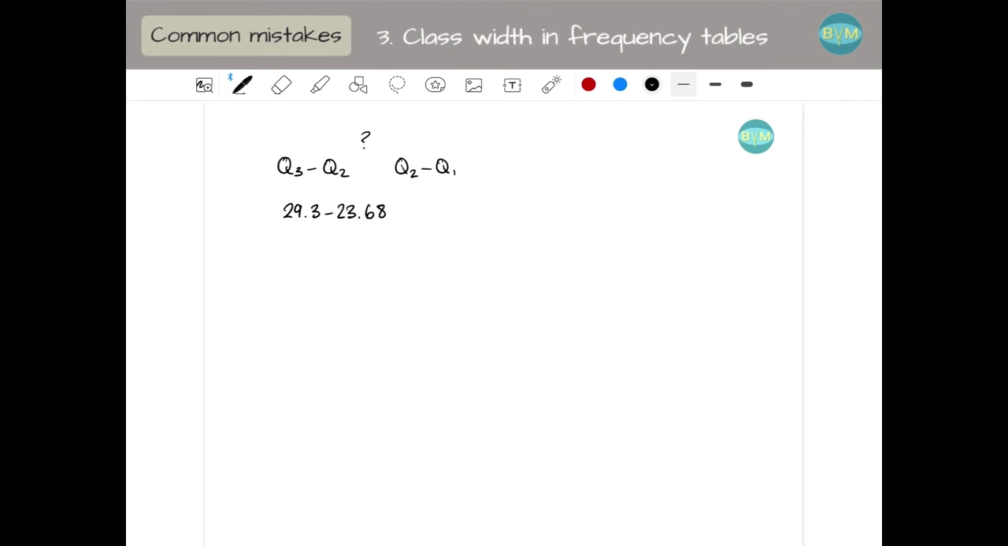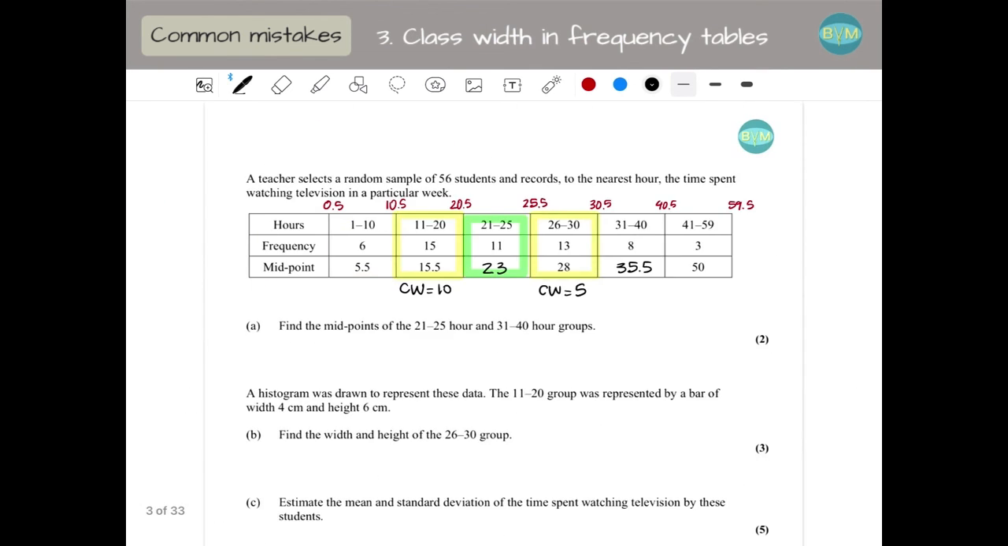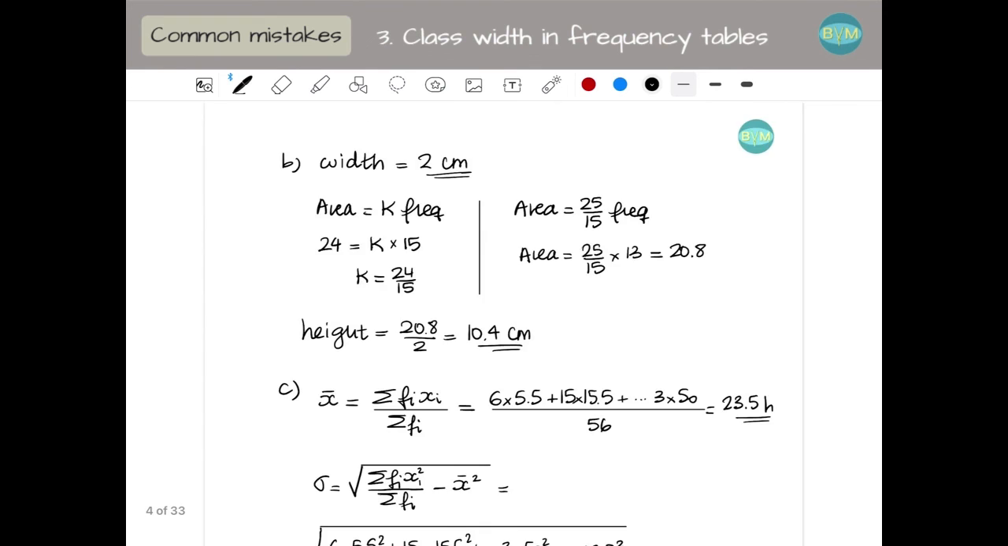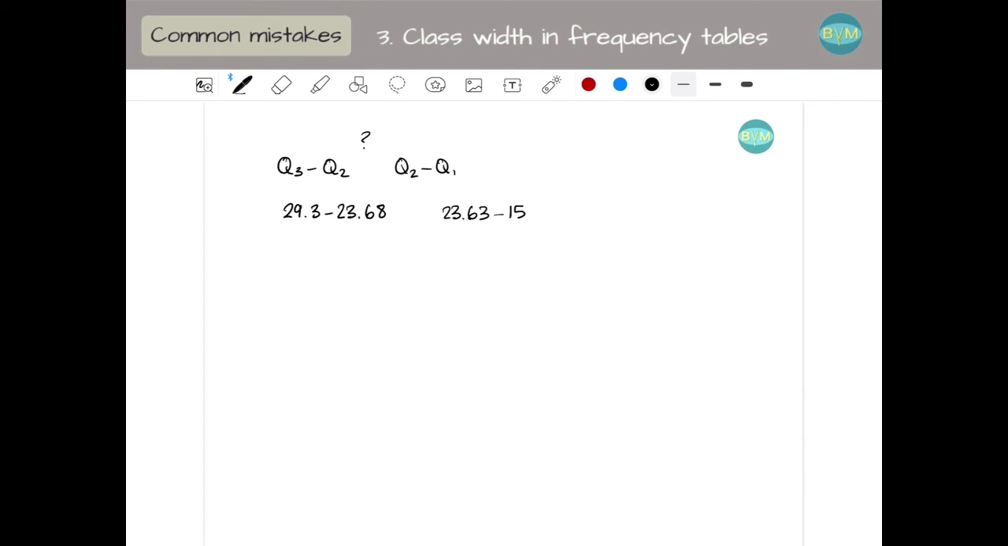And then Q2, 23.68 minus Q1 that he found is 15.8. Minus 15.8. So the first one, Q3 minus Q2, is 5.62, and the other one is 7.88. So that means this one is larger. So Q2 minus Q1 is larger than Q3 minus Q2. That means we have negative skewness.